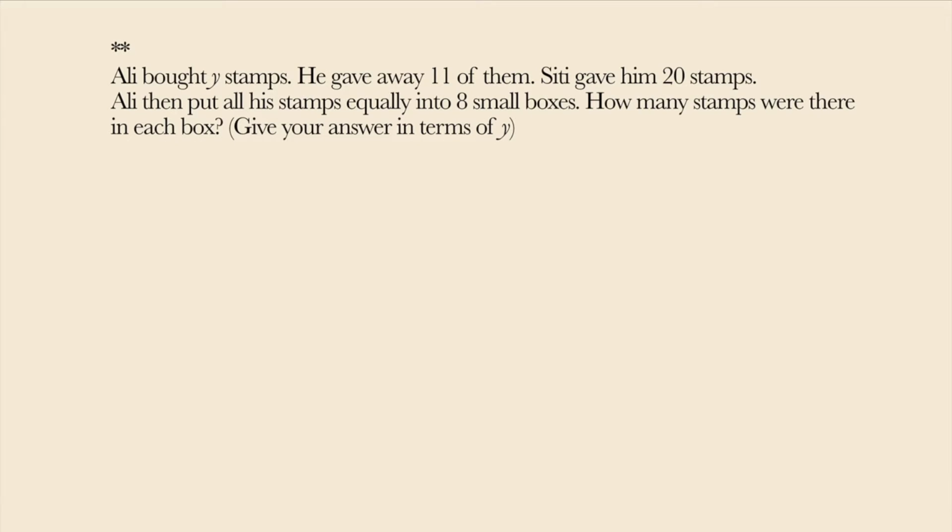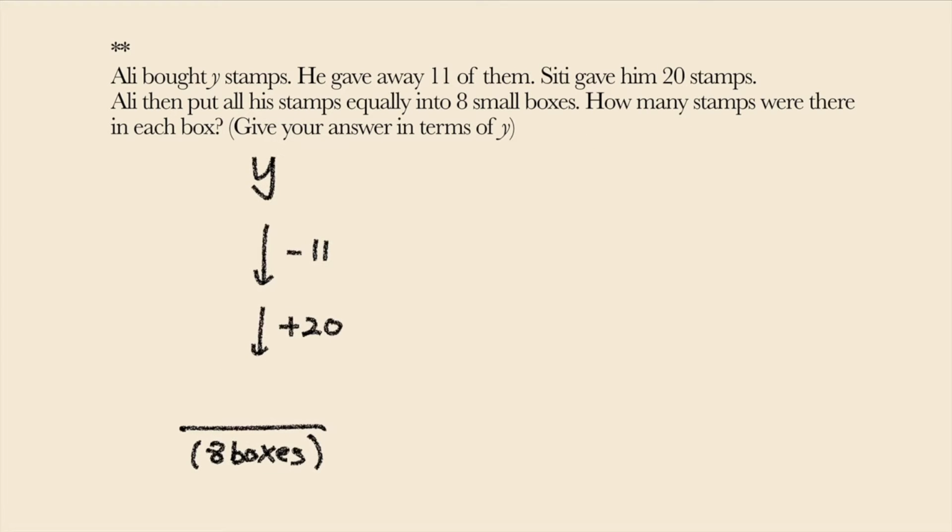Ali bought y stamps, he gave away 11 of them. So that's a subtraction right there. City gave him 20 stamps. So we're gonna add, then put all of them equally into 8 boxes. That's a division. How many in each box? All right, so I will come up with a little diagram to just keep track of what's going on. Started with Y, gave away 11, and then received 20 from City.